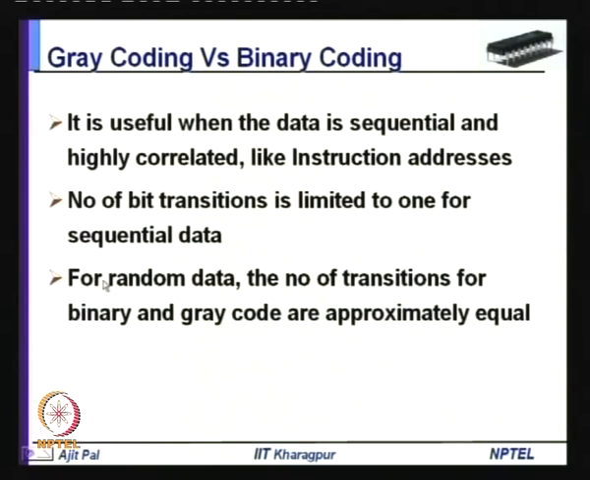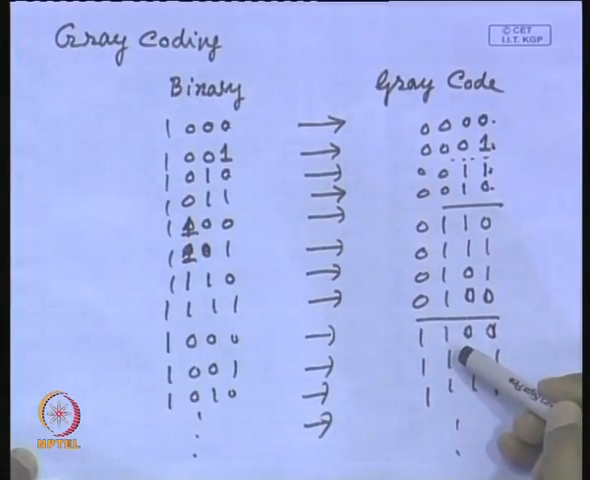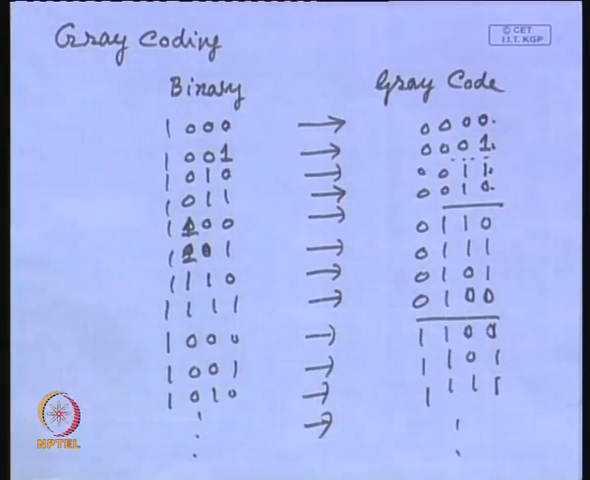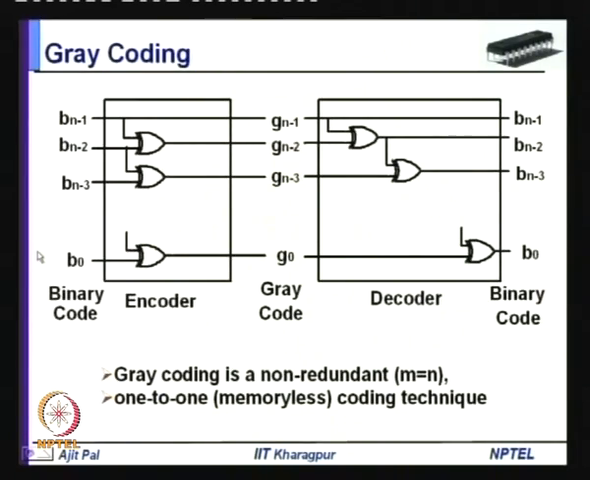However, for random data the number of transitions for binary and gray codes are approximately equal. So, if the data is not correlated, that is, if it is random in nature, you do not get this kind of benefit, that means the number of transitions of only 1 in case of gray code. This has been illustrated with the help of a simulation. I shall show that.